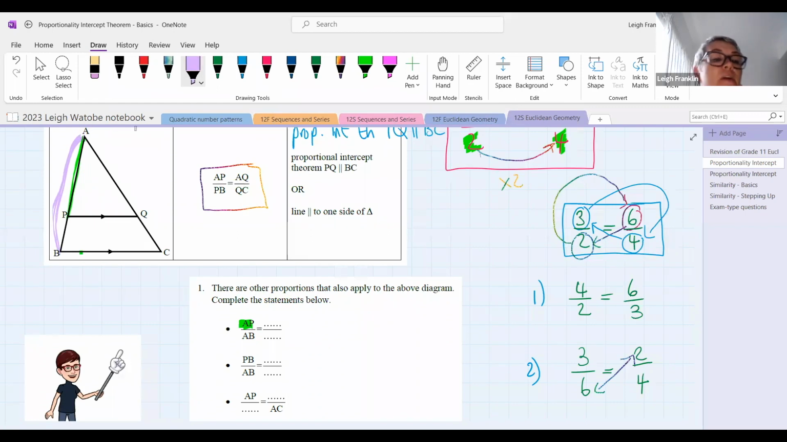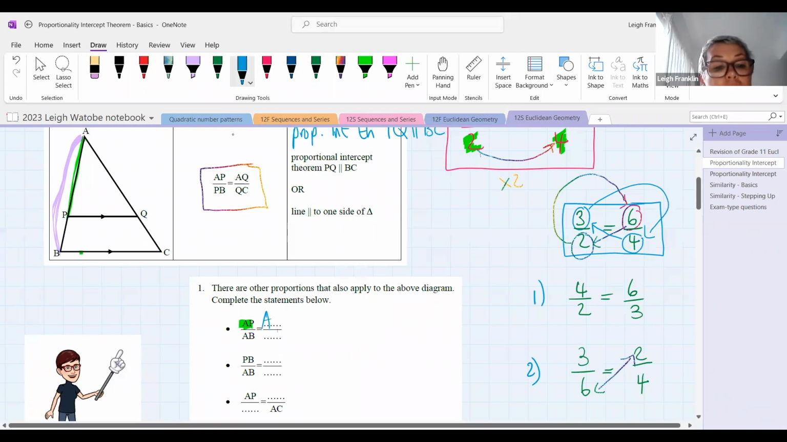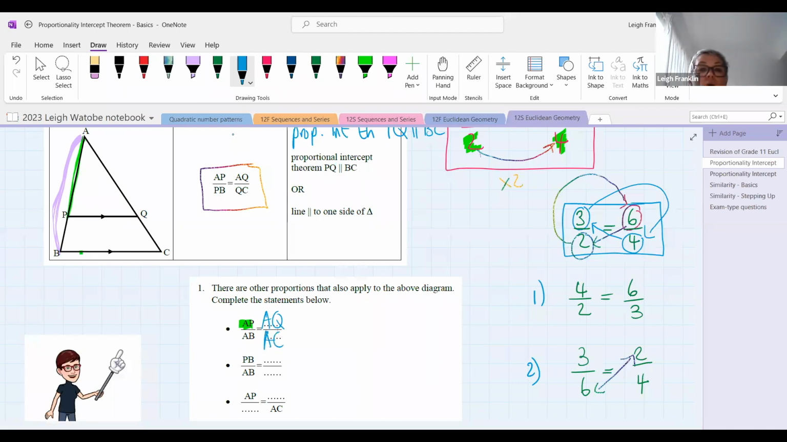Who can do the same thing on the other side? What should I have in the numerator on the other side? You can pop it into the chat. Okay, so there we go. iPhone's got it. Yes, Rona's got it. Quite right. Well done. Okay, so AP is going to have AQ at the top over the whole side, which was AC. Very good. Well done. Okay, so that's another proportion that I can make. Good. Excellent. Well done, everybody.